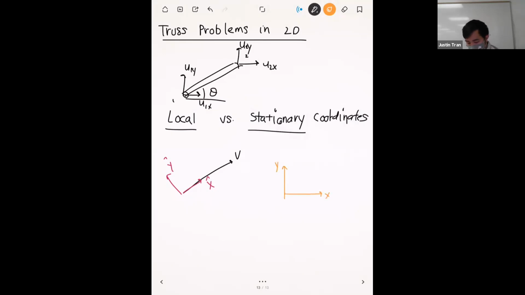Right. Just like that. And so we need a transformation in between these two coordinate systems so that we can form the element stiffness matrix of our 2D truss elements.